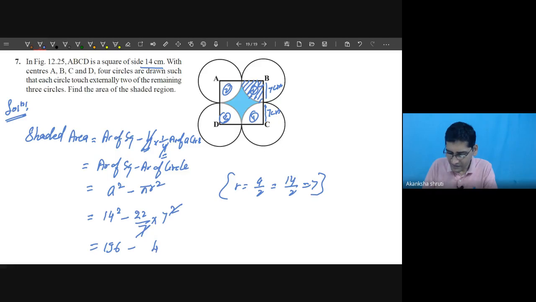7 2s are 14, 1 carried is 15. So only this much. So it is 42 units, given as centimeter square. It's so simple. Okay, students.